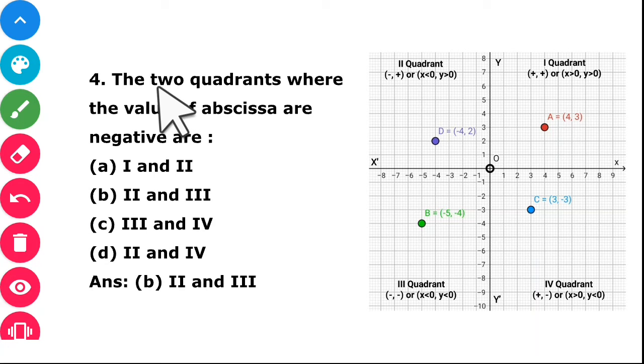Question number 4. The two quadrants where the value of abscissa is negative. In the second quadrant and third quadrant, the signs of the abscissas are both minus, whereas in the first quadrant and fourth quadrant, the signs are plus and plus. For this question, option B is the correct answer. Students, let's move to the next question.